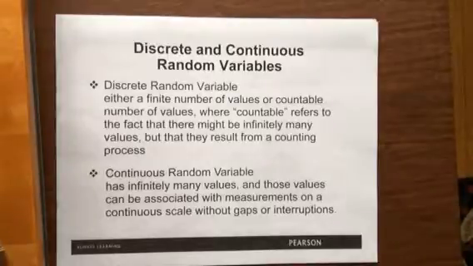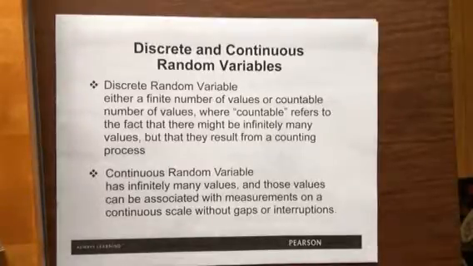So we have a couple kinds of random variables. We said they had to be numerical, but they could be discrete or continuous. So we talked about that before. Discrete means there's a finite number of values, or if it's not finite, it's at least countable. So the rolls of a die would be an example of that. The number of people in a movie theater, the number of people in the United States. But a continuous random variable has infinitely many values, and we don't have gaps or interruptions.